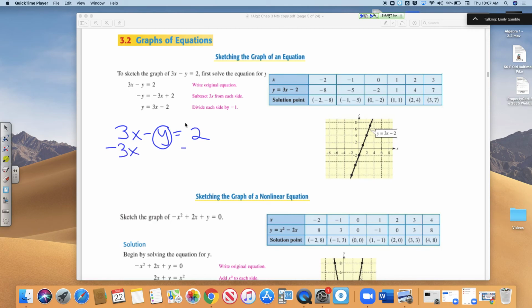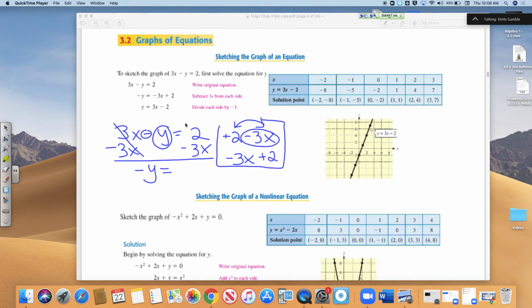When I move the 3x, I would have to subtract both sides by 3x. These go away. Careful here, this negative is still going to be here. This says negative y equals either 2 minus 3x, or you can also flip this around if you want it to be in slope-intercept form. If you flip this, 3x has the negative attached to it, so it would be a negative 3x. This is a positive 2 because there's nothing to the left of it, which means it would be positive. So it's the same thing as negative 3x plus 2.